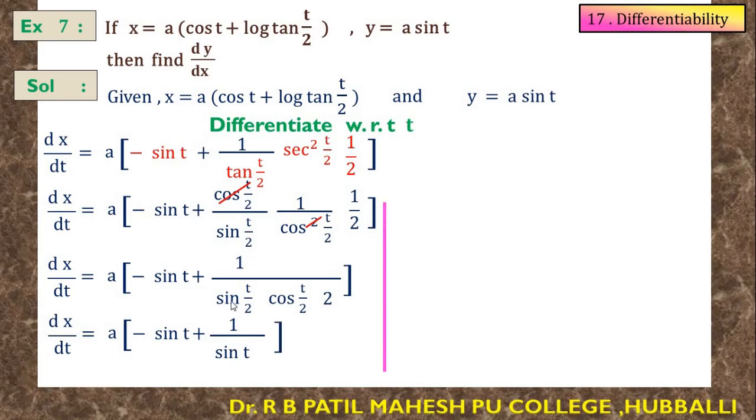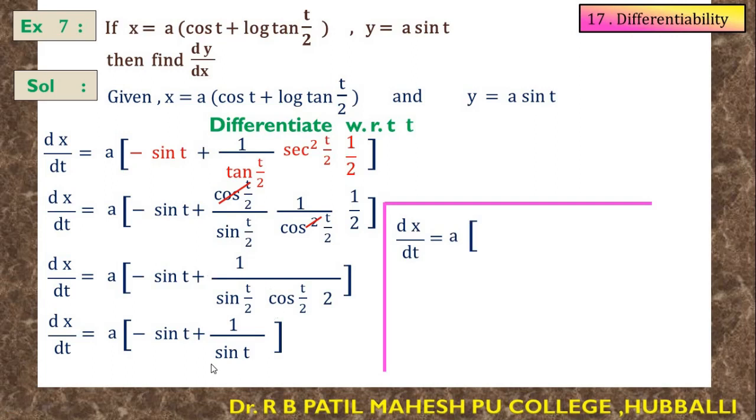You have to remember all these expressions. These are very important. 2 sine t by 2 into cos t by 2 is written as sine t. In the previous example, we wrote sine theta in the half angle formula. Now reverse, the right side you have to write on the left side. So now dx upon dt is equal to a into bracket.